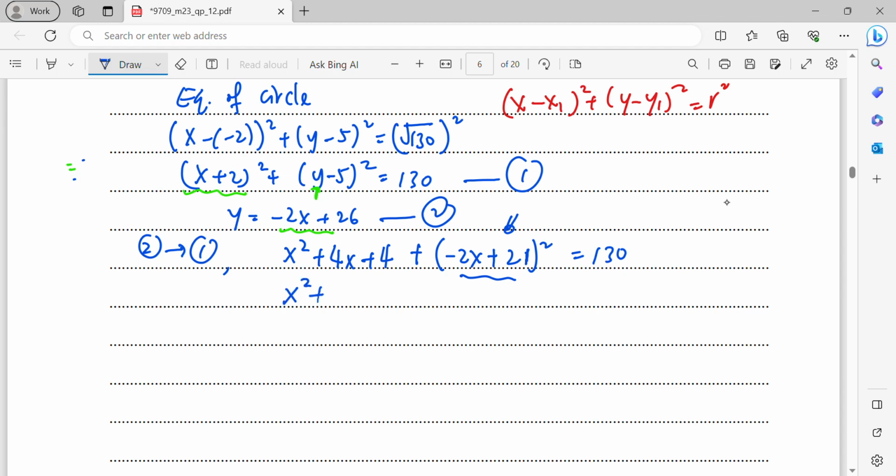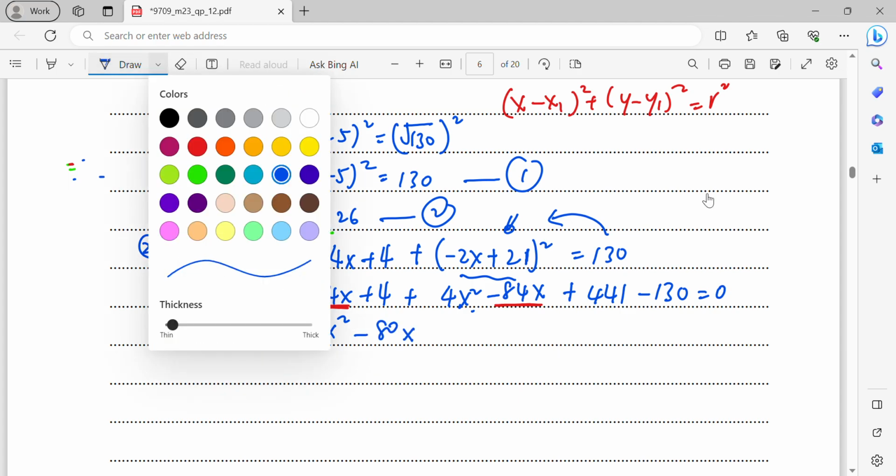Then I will get x squared plus 4x plus 4. Now, plus the square of negative 2x, which will be 4x squared. And then negative 2x times 21, times another 2, you will get negative 84x, plus the square of 21, which is basically 441. Now, this 130 will be moved to the left-hand side, so it becomes negative 130 equals 0. Then from here, I need to solve this quadratic equation. So x squared plus 4x squared will be 5x squared. And for 4x minus 84x, you will get negative 80x.